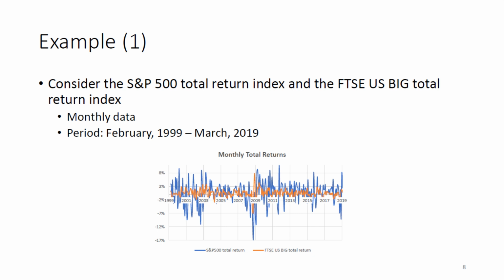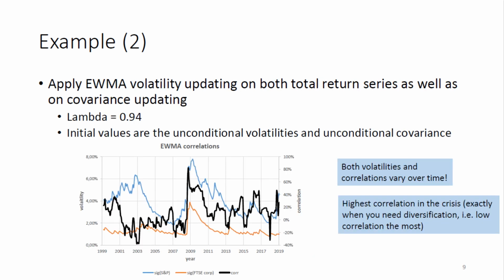And we also want to understand, one step further, to what extent the two series co-move with each other, and whether this co-movement is changing over time. So we apply the exponentially weighted moving average volatility updating on both the total return series, and we apply the same thing on the covariance element between the two series. And for ease's sake, I simply use a lambda of 0.94.